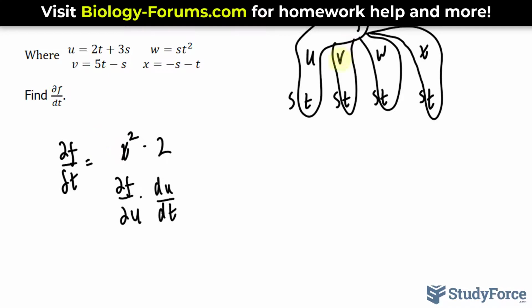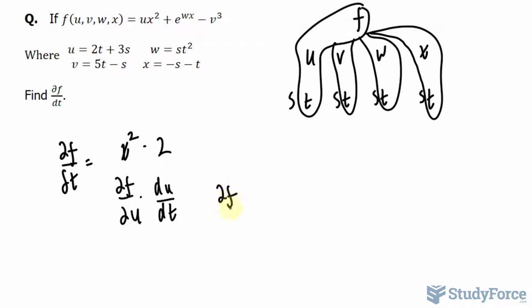Now we have to do this for v. So the partial derivative of our function with respect to v, and then the derivative of v with respect to t. Let's go ahead and do that. Starting with this term, there is no v, so we don't have to worry about that. We don't have to worry about it here either. And over here it becomes negative 3v squared. Now we multiply by the derivative of this equation with respect to t, and that's simply 5. So this becomes negative 15v squared.